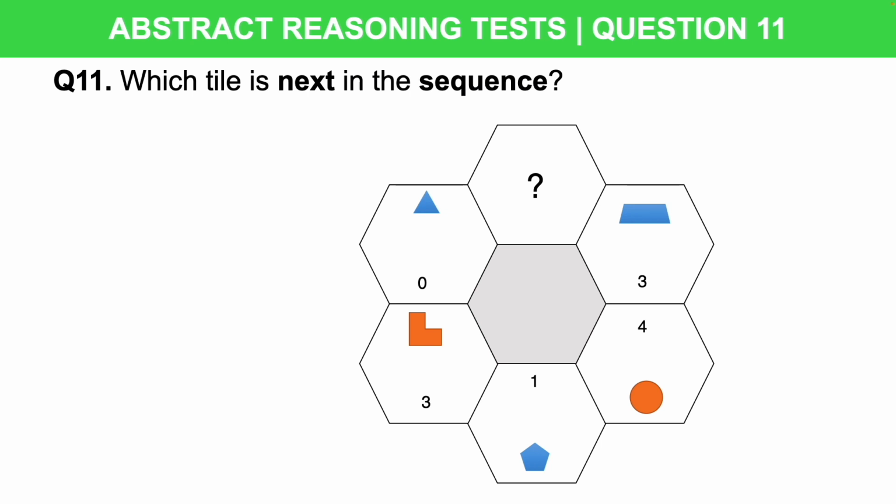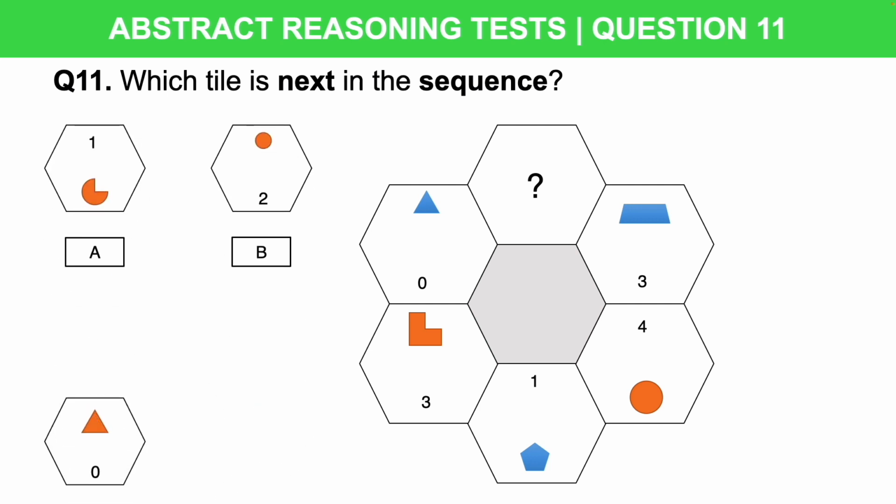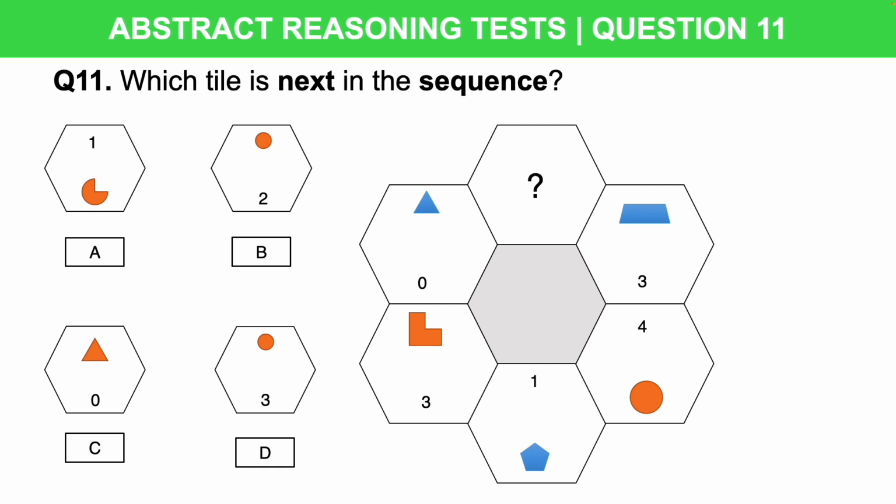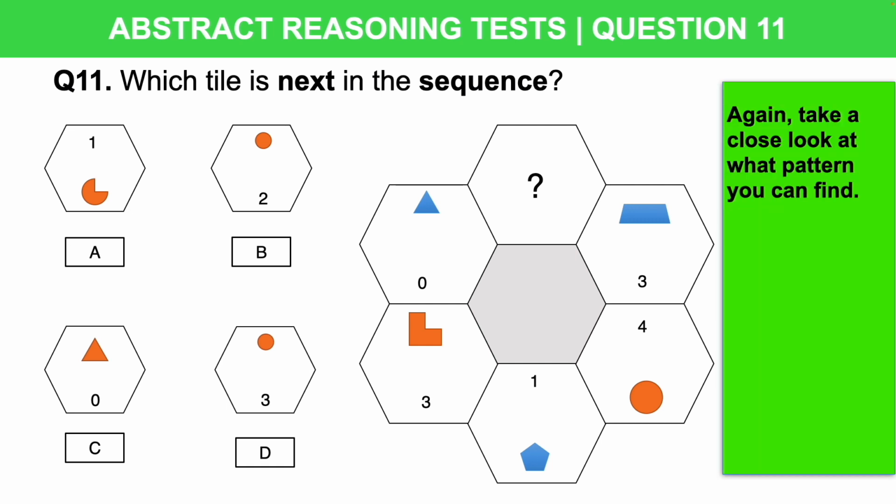Again, take a close look at what pattern you can find. So your answer options are A, B, C, and D. Now I know this looks really confusing, but make sure you take a close look to see what pattern you can find, because there is a pattern there. Because if you look closely, you can see that the number on each tile determines what shape will be shown. And this is moving in a clockwise pattern. Have you worked it out?